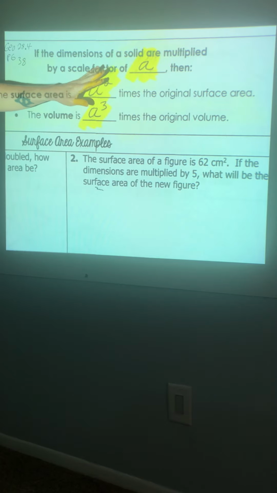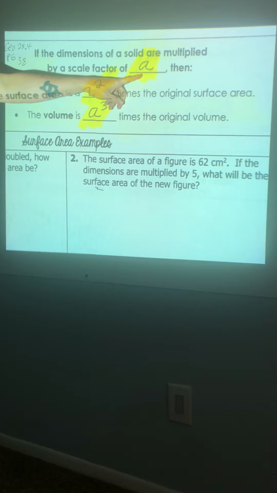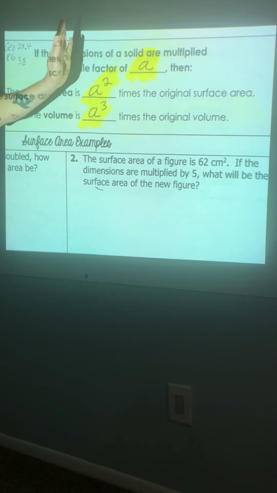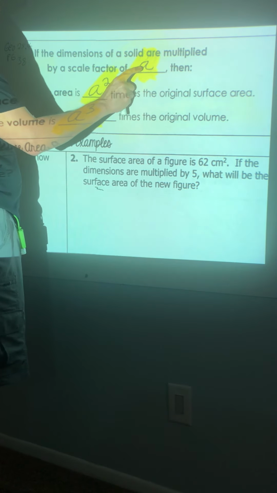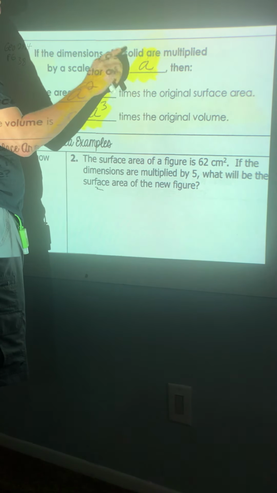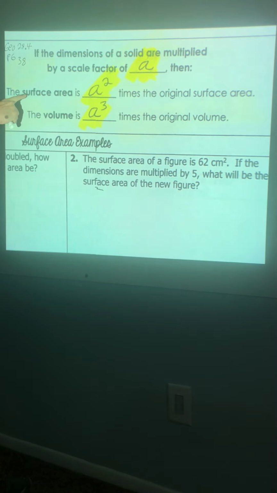It says if the dimensions of a solid are multiplied by a scale factor of A, so you're multiplying by some number A, most people think the area will be A times bigger and the volume will be A times bigger. Well, we've already found out in the last few lessons that's not true. If you take a solid and multiply all the dimensions by A, the surface area will be A squared times bigger, and the volume will be A cubed, A times A times A.